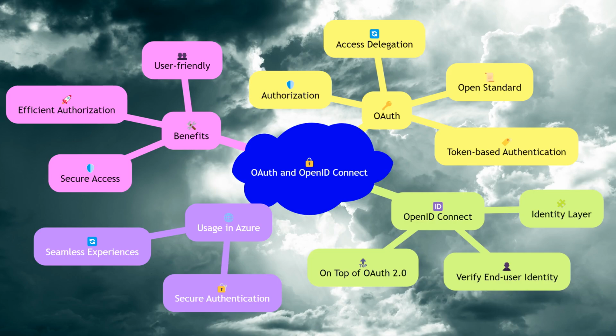OAuth is an open standard for access delegation, commonly used for token-based authentication and authorization. OpenID Connect is an identity layer on top of OAuth 2.0, allowing clients to verify the identity of the end user. These protocols are widely used in Azure to enable secure and seamless authentication experiences. By leveraging OAuth and OpenID Connect, you can provide users with a secure way to authenticate and authorize access to your applications.